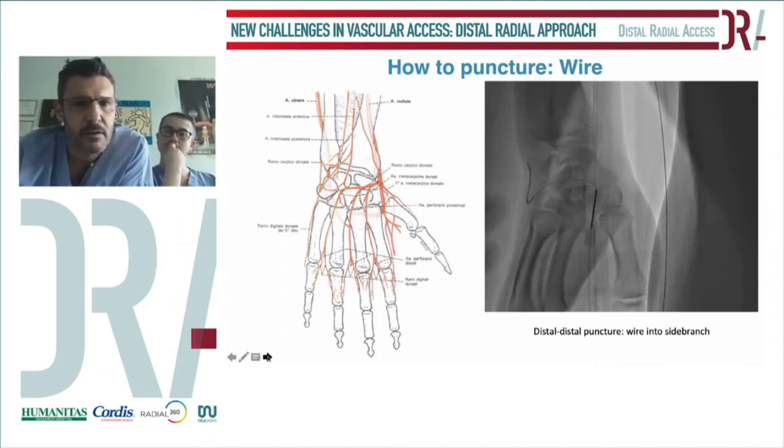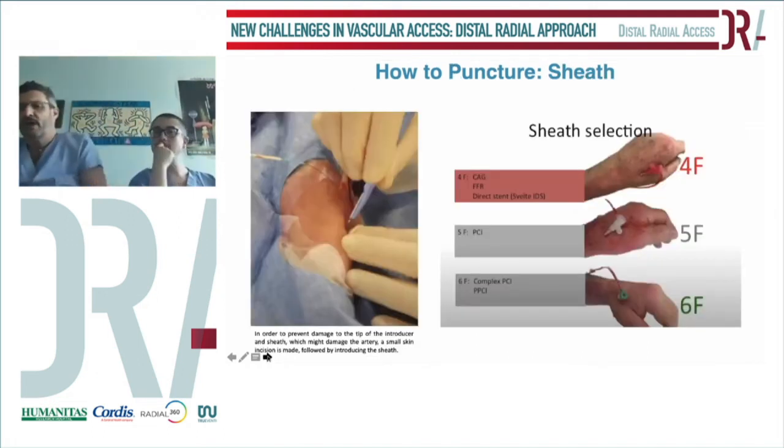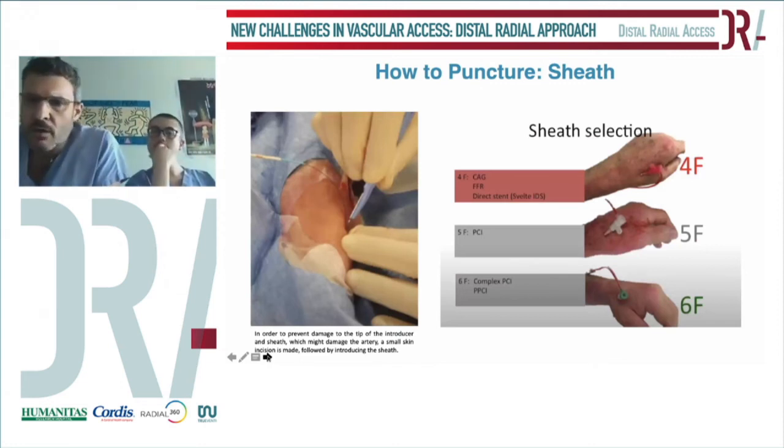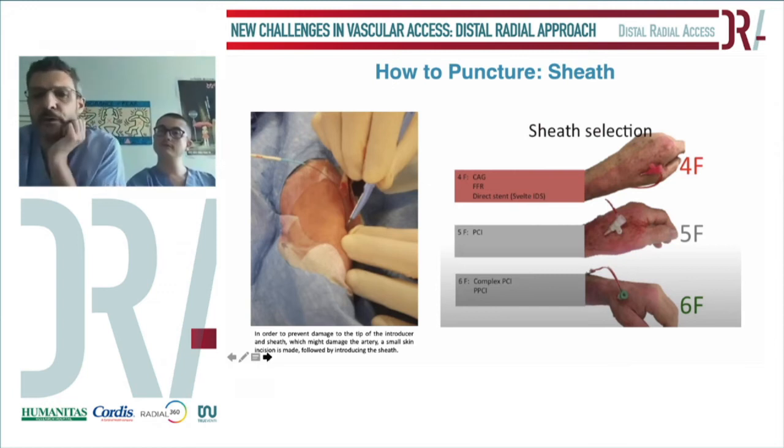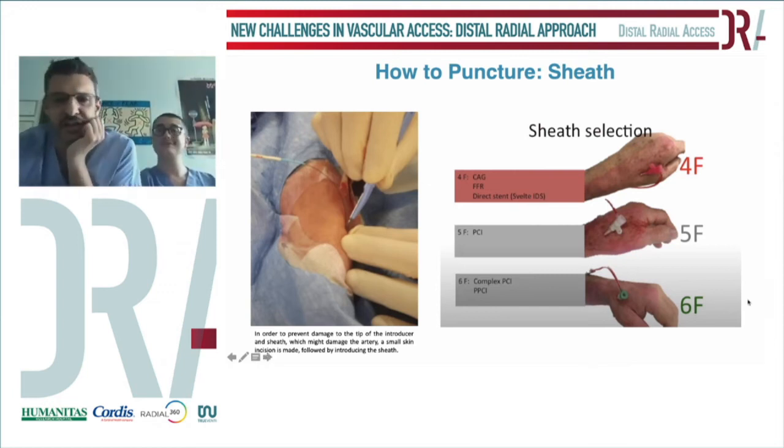Okay. So once we puncture the artery with the needle and once we advance the wire, we have to advance the sheath. Depending on the procedure that we are going to do, we can select 4, 5, 6 French, and at the end of this webinar, we will show you also that it's possible to advance a 7 French guiding catheter, a 7 French sheath, through the distal radial artery.